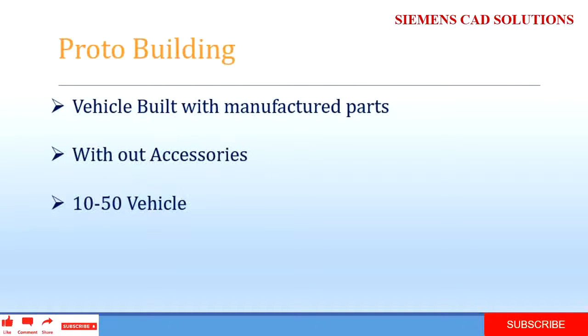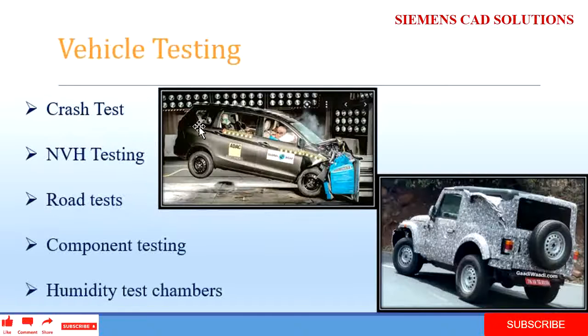These are the major tests involved in vehicle testing. The first one is the crash test. This is done by hitting the vehicle against a barrier at 40 or 60 kilometers per hour. Then NVH, the noise and vibration test. Then the road test, where the vehicle needs to be driven at least 1000 to 10,000 kilometers.